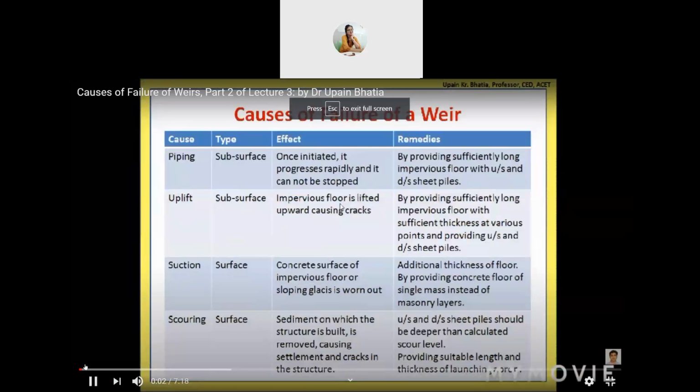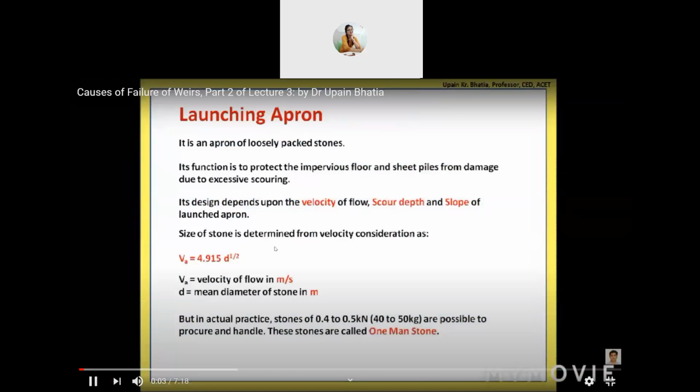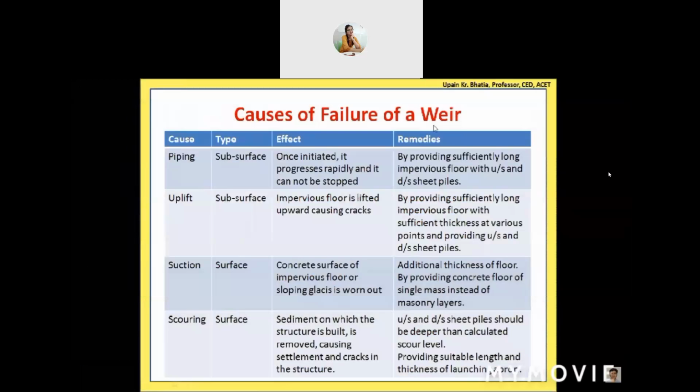Sign off the launching apron and all the components are over. How does a weir get failed? What are the various causes of weir failure? So this table summarizes everything. There are four different causes of failure: piping, uplift, suction, and scour.